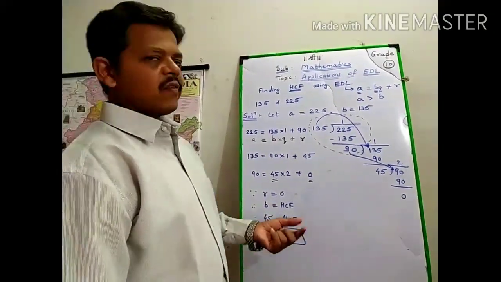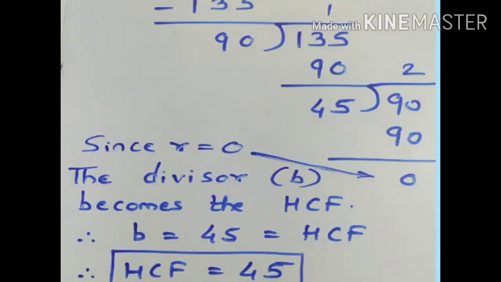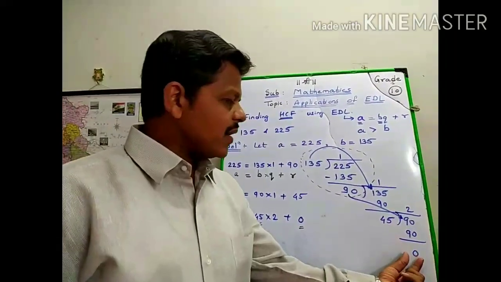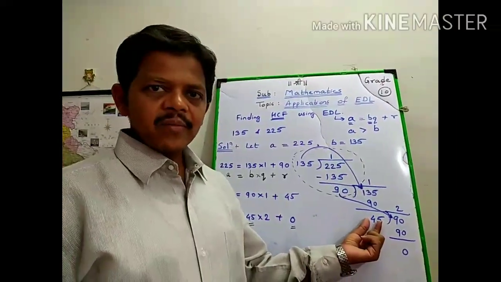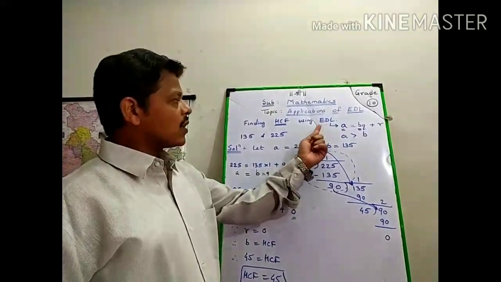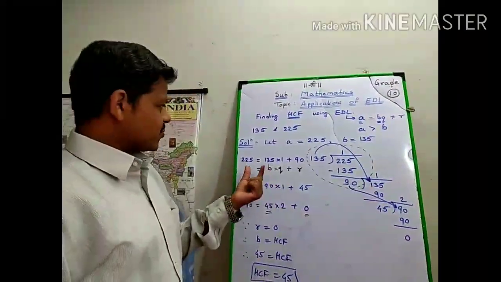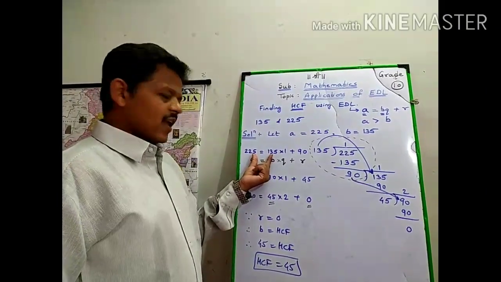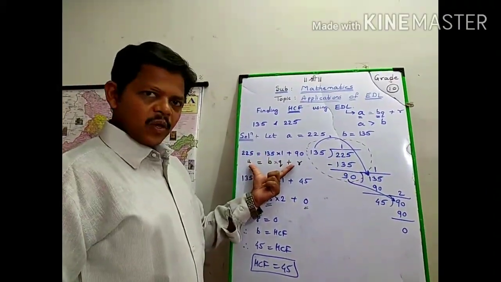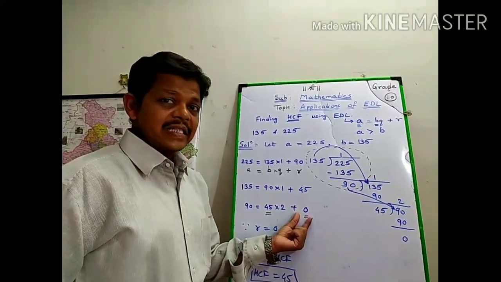Therefore, using EDL, the HCF of 135 and 225 is 45. So we have understood that whenever the remainder is 0, the divisor becomes the HCF. This is how we use Euclid's division lemma, that is, A = BQ + R, expressing the given two integers in the form A = BQ + R until we get the remainder as 0.